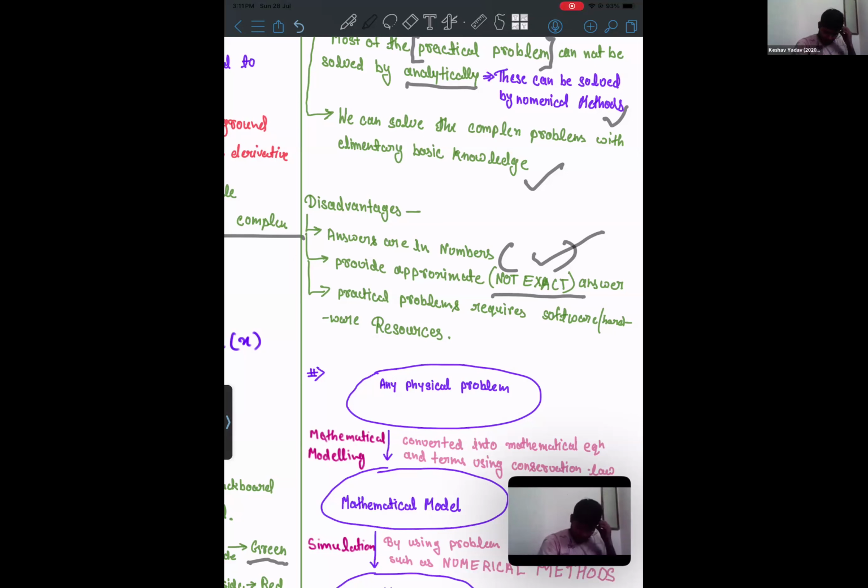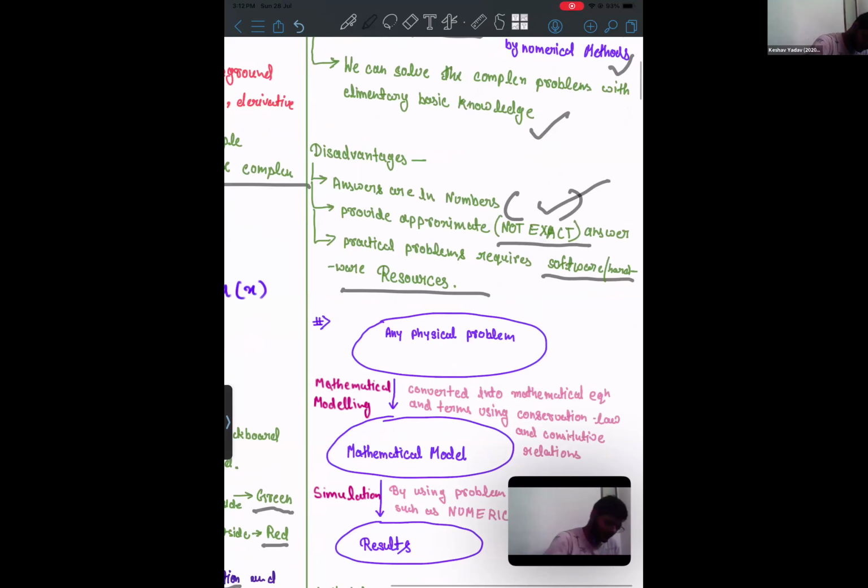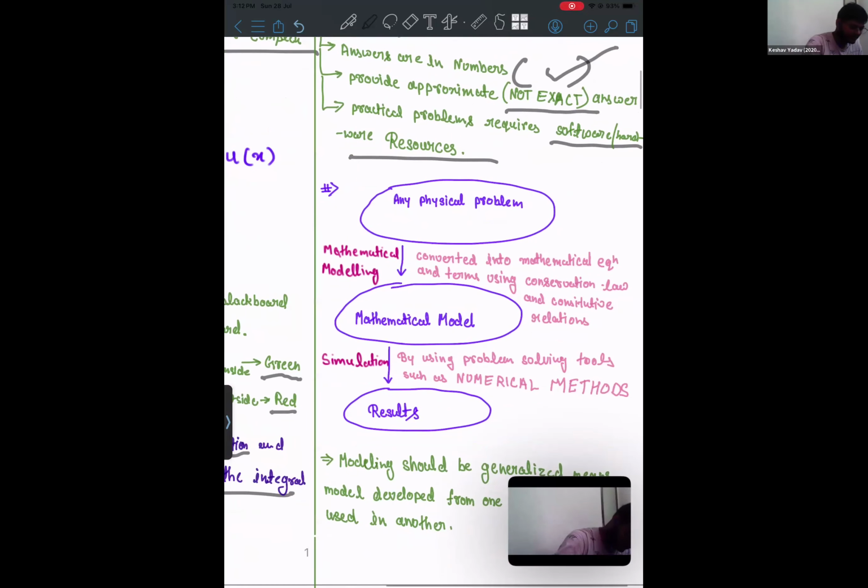So by solving a problem, we always check what is the error. What is the error involved in the numerical method? Okay. And also these are sometimes computationally extensive. So we require hardware and software resources to solve these problems. Okay. So most of the time the problems are solved in a workstation or supercomputer to find the answer to a numerical method.